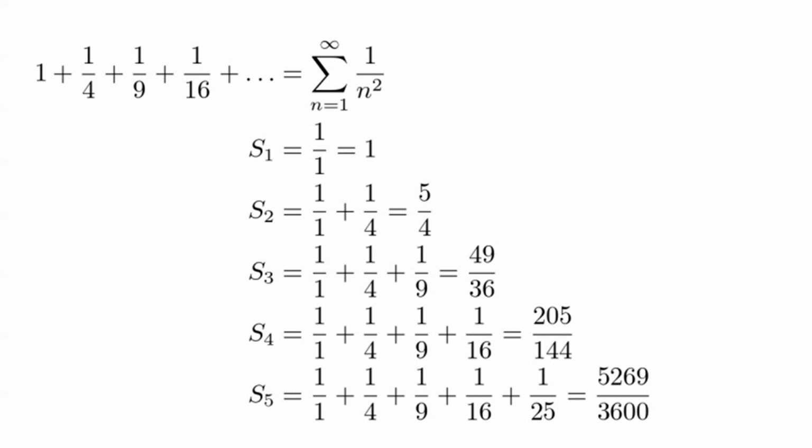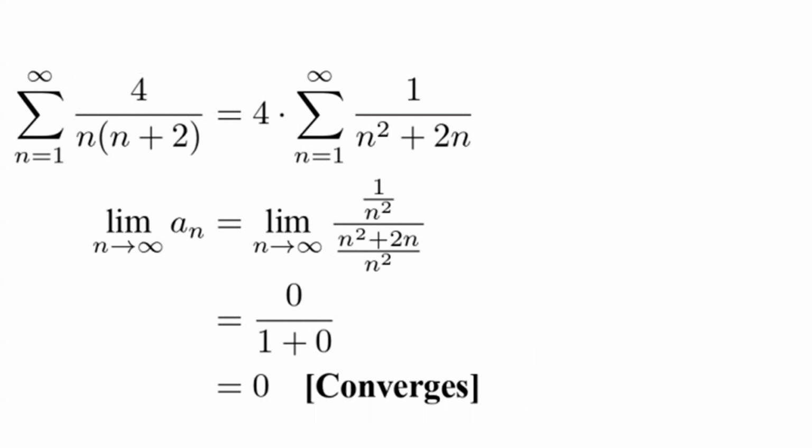S5 is, yeah, just need to try it one by one. 1 over 1 plus 1 over 4 plus 1 over 9 plus 1 over 16, and then 1 over 25. So if we finish the calculation, the answer will be equal to 5,269 over 3,600, and so on. Okay, I think that's all for this question.